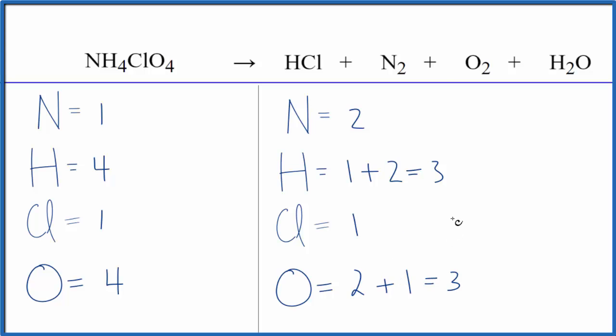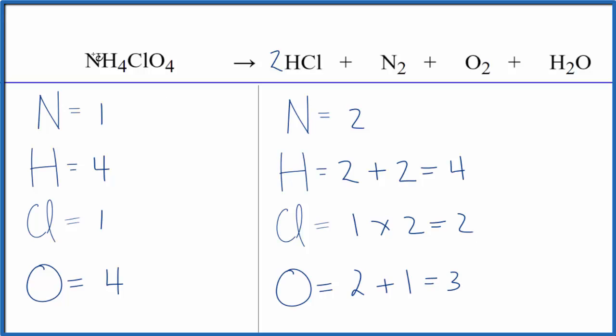So let's leave the nitrogen and the oxygen till last because these are by themselves. Those will be easy to fix. Looks like we could fix the hydrogen here if we were to put a 2 in front of the HCl. So let's update this. 1 times 2 is 2. Plus we have the 2 here with the water. That'll give us 4. Now we have 1 times 2 though, so we have 2 chlorine atoms.